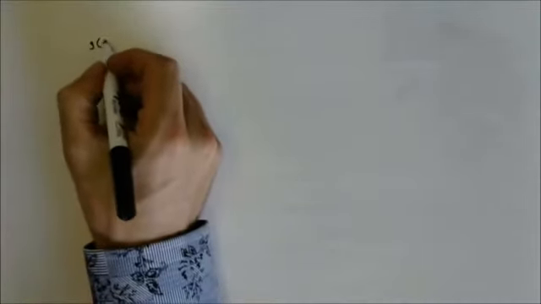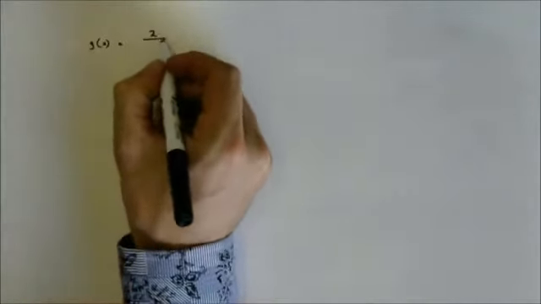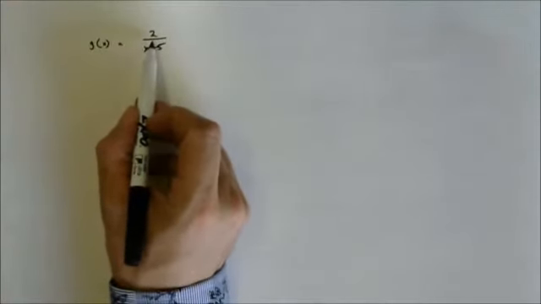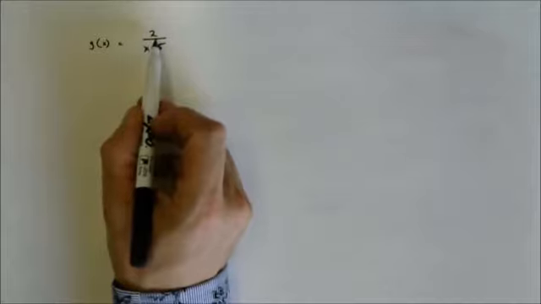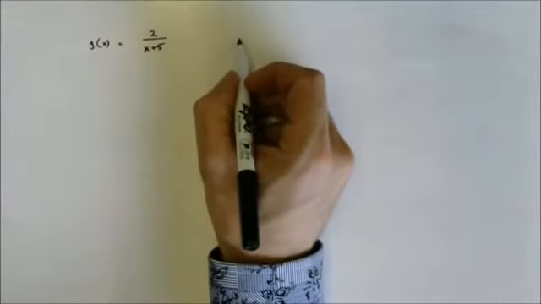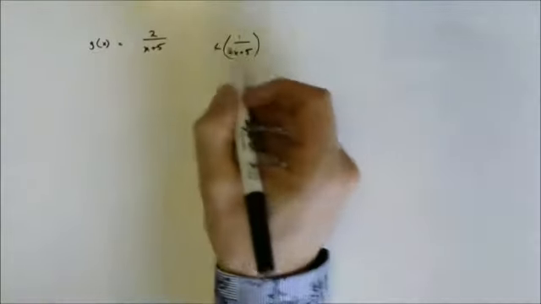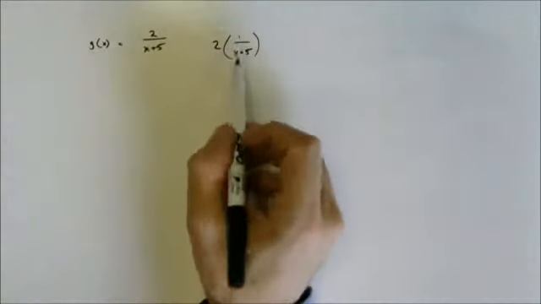In example 2, we're asked to determine the x and y intercepts. So we're given the function g of x equals 2 over x plus 5. Notice it doesn't have to be a 1 in the numerator. This is really just 1 over x plus 5 times 2. Still a linear function.